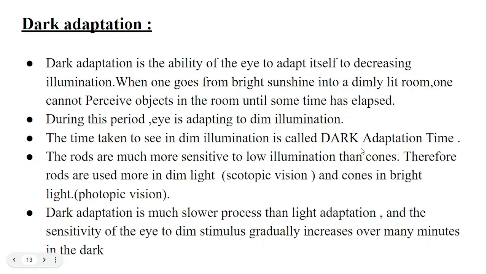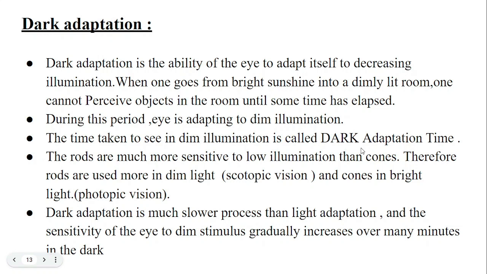The time taken for the eyes to fully adapt to the low level of illumination is called the dark adaptation time, and it varies from person to person. It typically takes several minutes for the eyes to fully adapt to the dark, but it can take up to 30 minutes or more for some people.